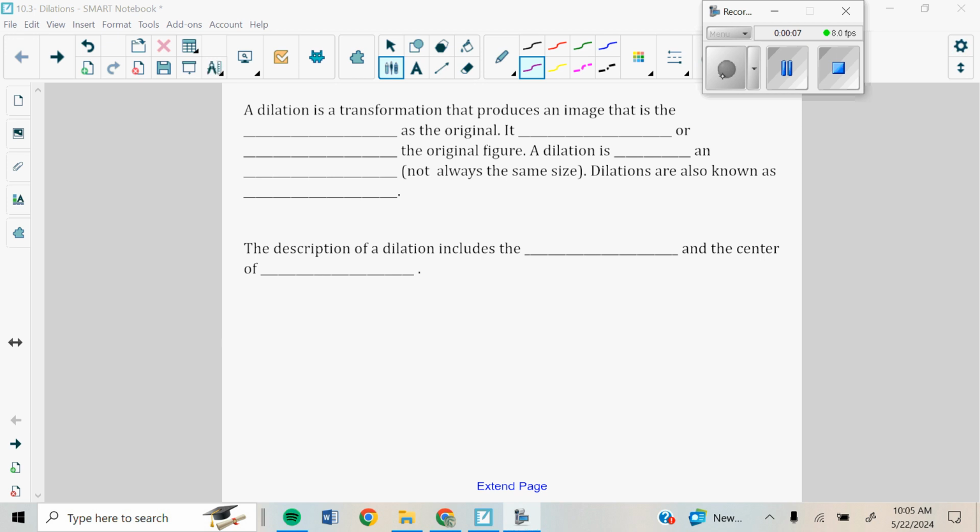10.3, we're going to talk about dilations and symmetries today. So just like we have the last few days, we're going to start off with talking about what it is. So a dilation is a transformation that produces an image that is the same shape as the original. It stretches or shrinks the original figures.